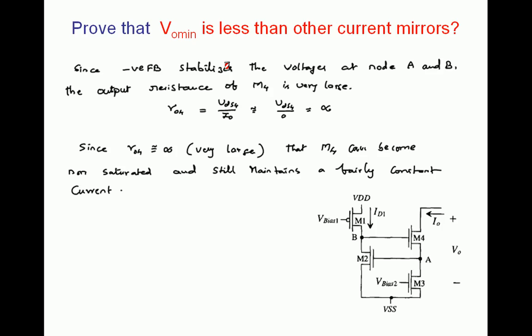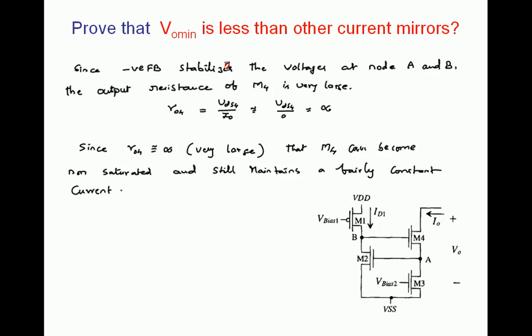So M4 can even be non-saturated and still maintain a fairly constant current. M4 can become non-saturated, that is VDS4 is very less than VGS4 minus VT. That is the condition for the non-saturation region, that is the linear region. Even in that case it maintains a fairly constant current. This is very very important.